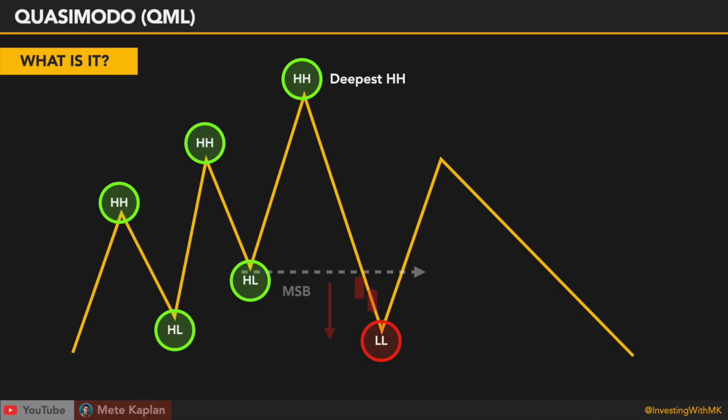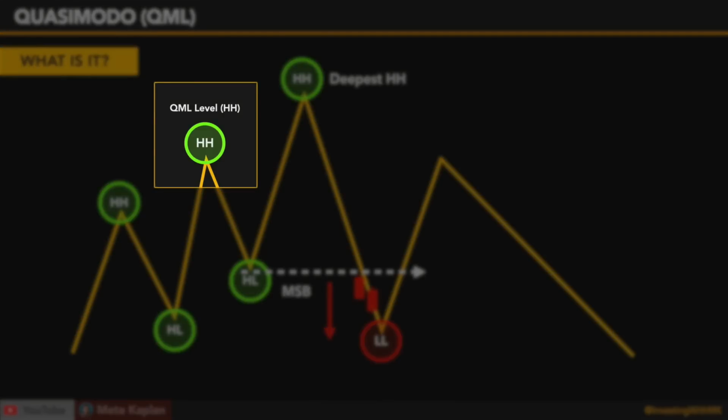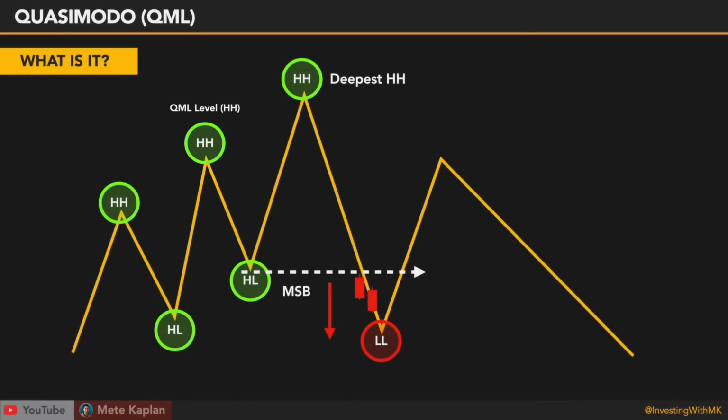So, what is it? You know the market structure breaks. We need a market structure break for a Quasimodo to happen. Once an MSB happens, the previous higher high before the deepest higher high is our Quasimodo level, which acts as another supply zone for us.